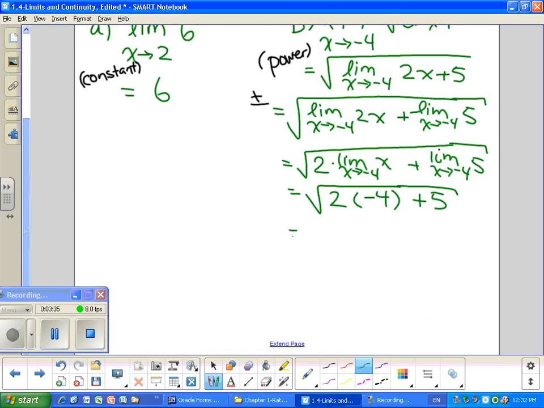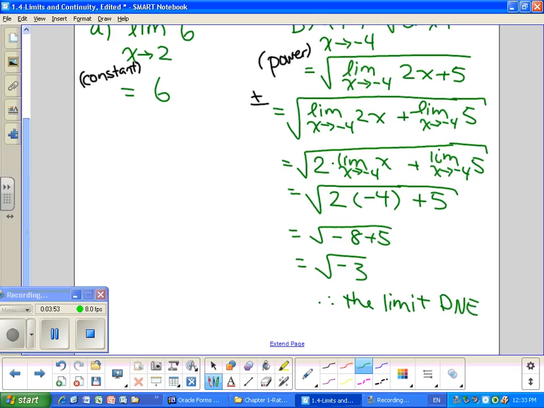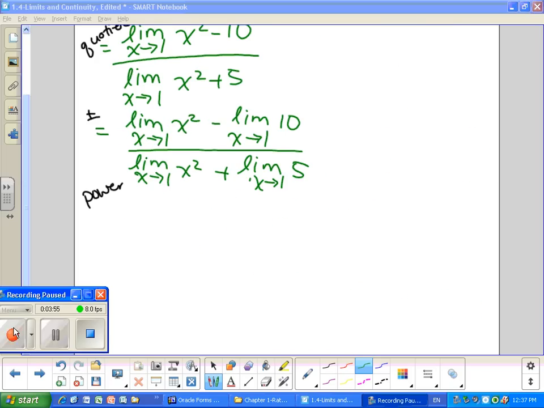We continue on and we solve. We have the square root of negative 8 plus 5, and we have the square root of negative 3. Uh-oh. What happens? Can we do that? No. So does the limit exist? No. So therefore, the limit does not exist. Questions about that?